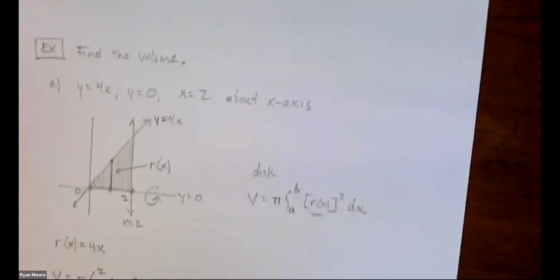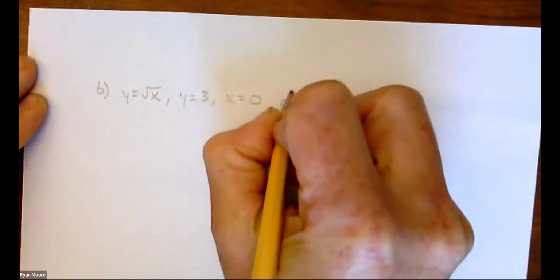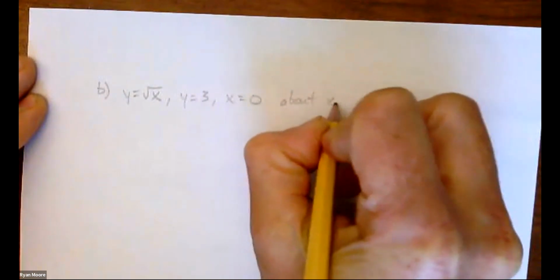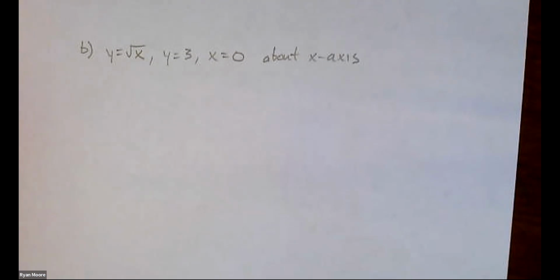Okay, let's do another one. Part B was y equals square root x, y equals 3, x equals 0. Again, about the x-axis. Okay, getting a little bit harder now. Let's see what this is all about.